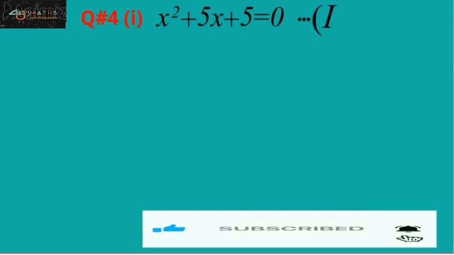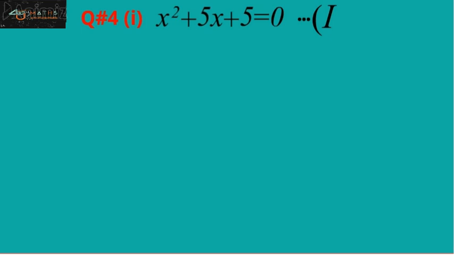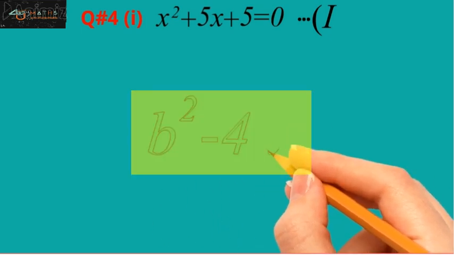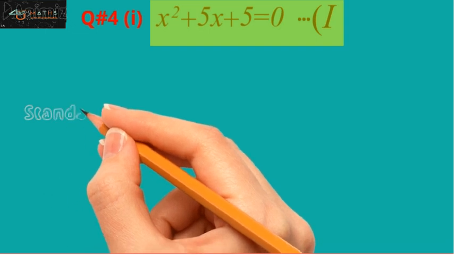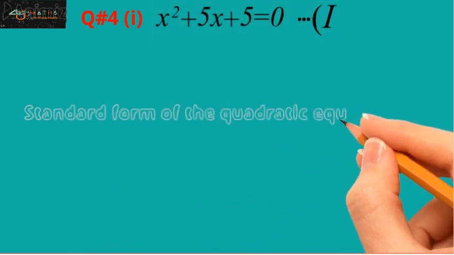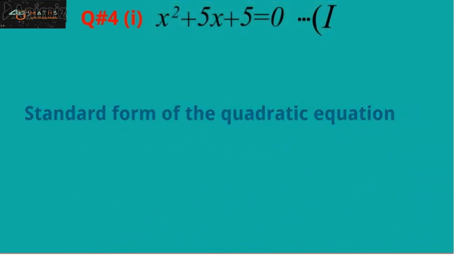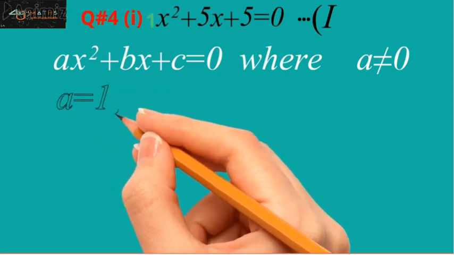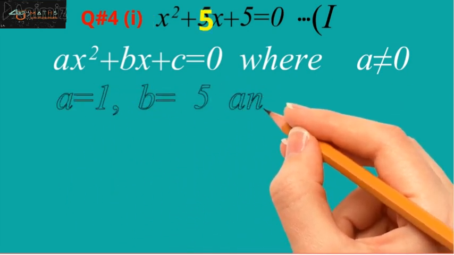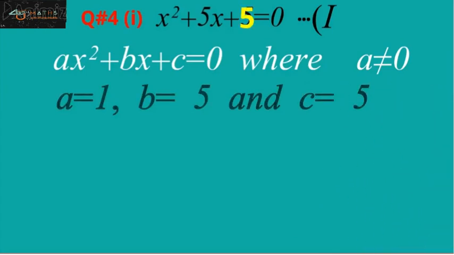Whenever you are asked such type of question, you must check the value of the discriminant of this quadratic equation. For that purpose, we compare equation 1 with the standard form of the quadratic equation, that is, ax squared plus bx plus c is equal to 0. So we see that here a is equal to 1, b is equal to 5, and c is also 5.